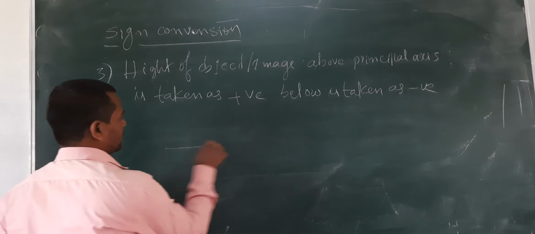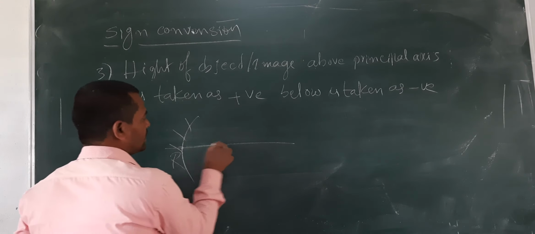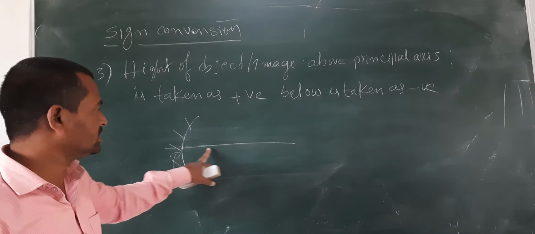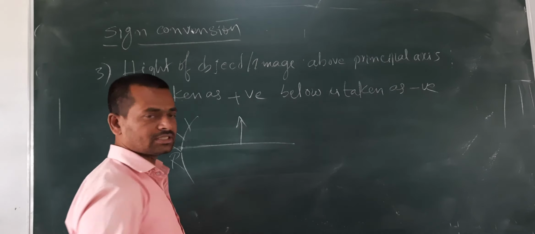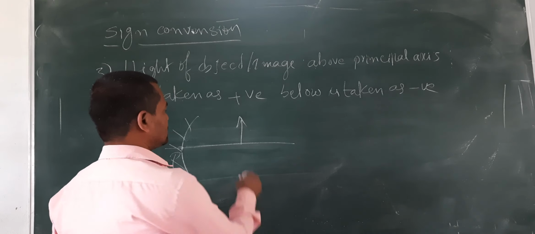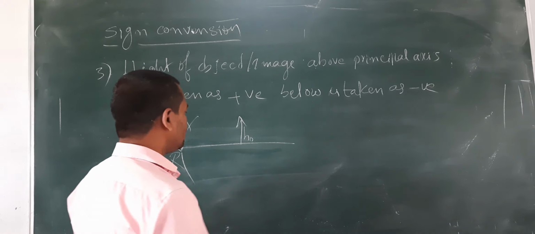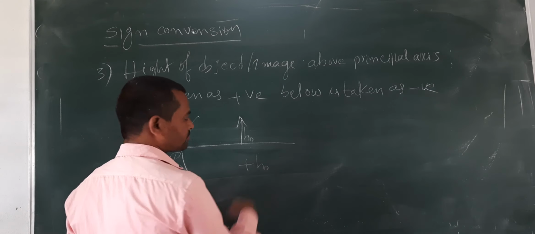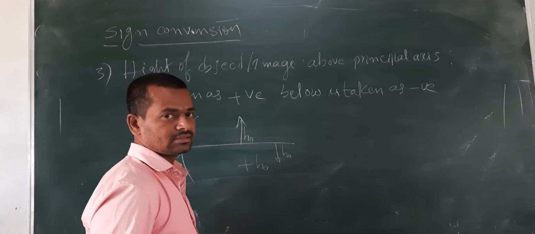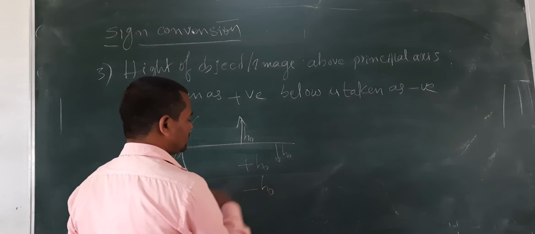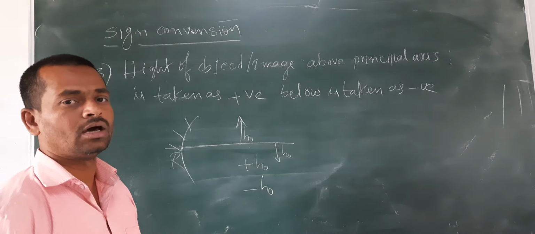See, it is a mirror, the principal axis, and the pole. Suppose the object is here, above the principal axis, and let its height be h1. The height of the object is denoted by h1, so it is a positive h1. If it is on the downside, like this, then it is taken as minus h. So these three are the rules.